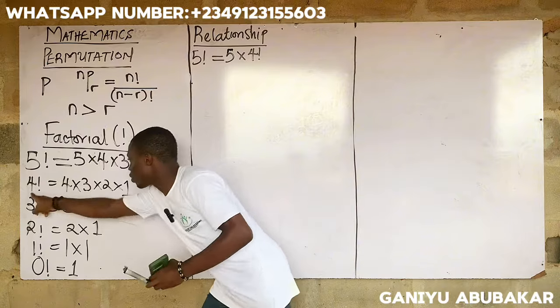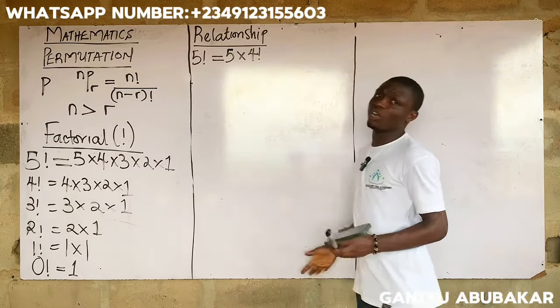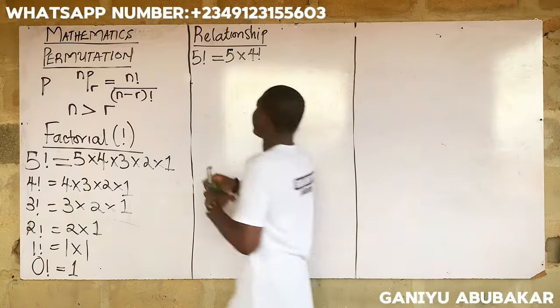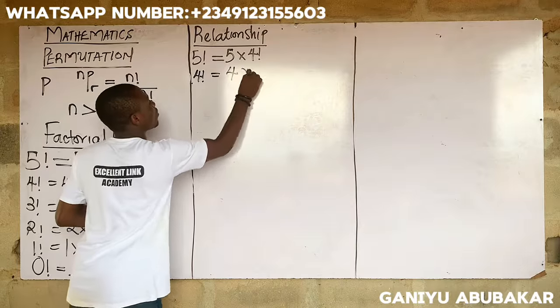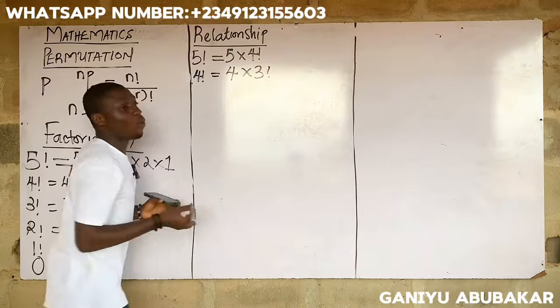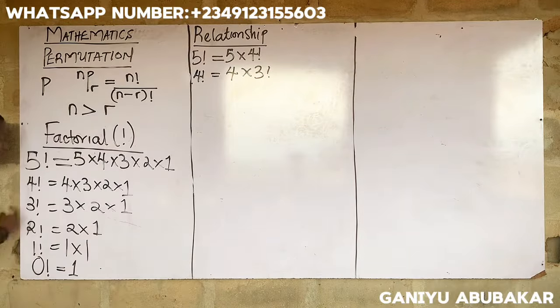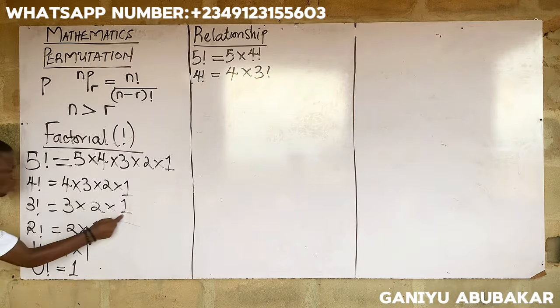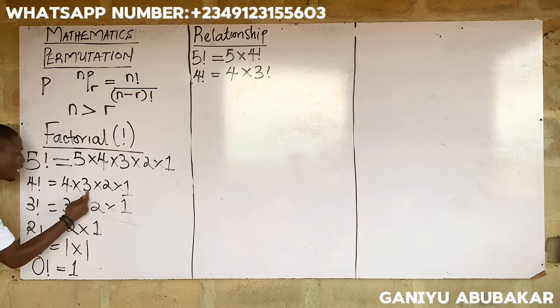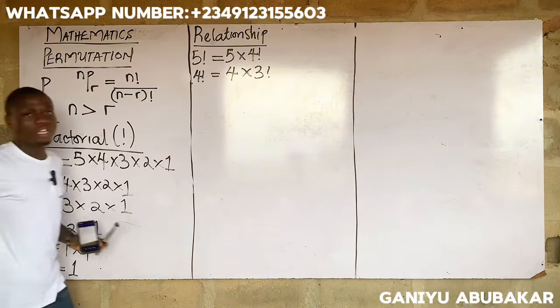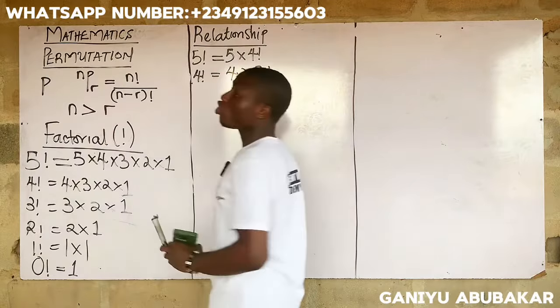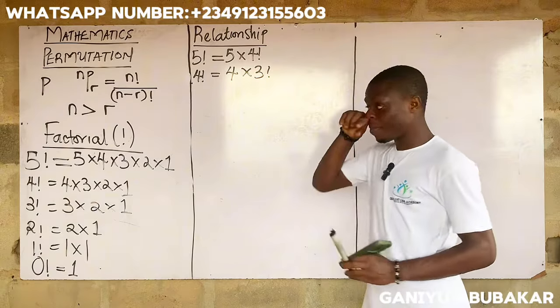Similarly, if I have 4 factorial, this becomes 4 times 3 factorial. Why? Look at your 4 factorial. This 3, 2, 1 exists in 4 factorial. Replace this as this value. So I have this. This becomes your relationship between factorials.